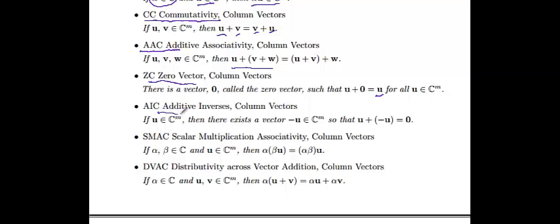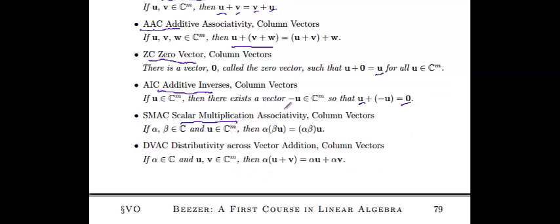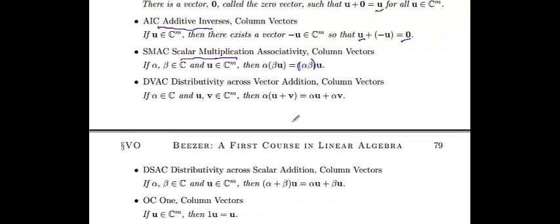We have an additive inverse vector. If you have any vector u, you can find a vector in which you negate every component. If you add those two vectors, you get the 0 vector. Scalar multiplication associativity. I can multiply by one scalar, then by another scalar, and that's the same thing as multiplying the two scalars together before multiplying. Distributivity across vector addition. I can multiply the sum of two vectors by a scalar, and that's the same thing as the sum of the two scalar multiples.